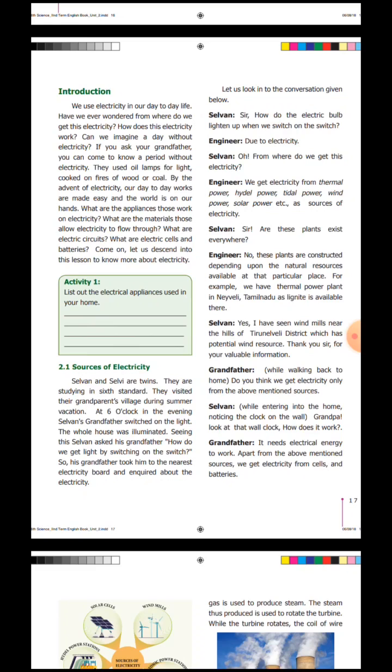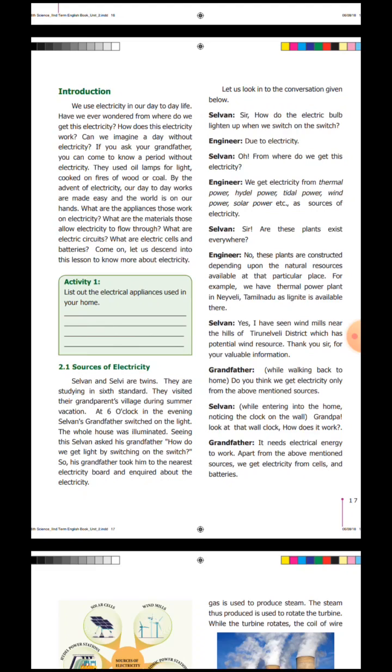Have you ever wondered from where we get electricity? How does electricity work? If you ask your grandpa or grandma, you come to know a period without electricity. In olden days they used oil lamps for light, and cooked on fires of wood and coal. By the advent of electricity, our day-to-day works are made easy and the world is in our hands. So it made our work easier. We use many things because of electricity. So the world is in our hands.